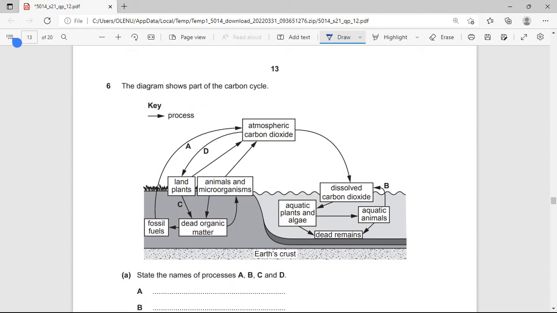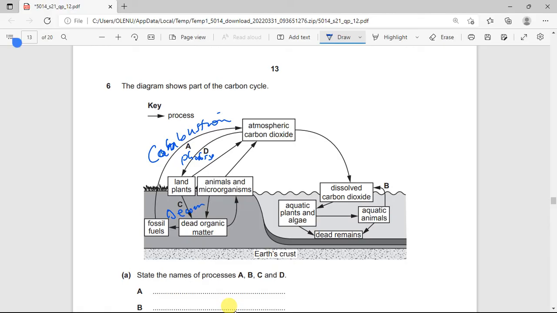So now the diagram shows part of the carbon cycle. Key process. So this indicates different processes occurring. So what's the question? State the name of the process A, B, C, D. So I have A. Fossil fuel back to the atmosphere is combustion when you burn it. Now, from atmospheric carbon dioxide to land plants is photosynthesis. From land plants to dead organic matter, that's decomposition.